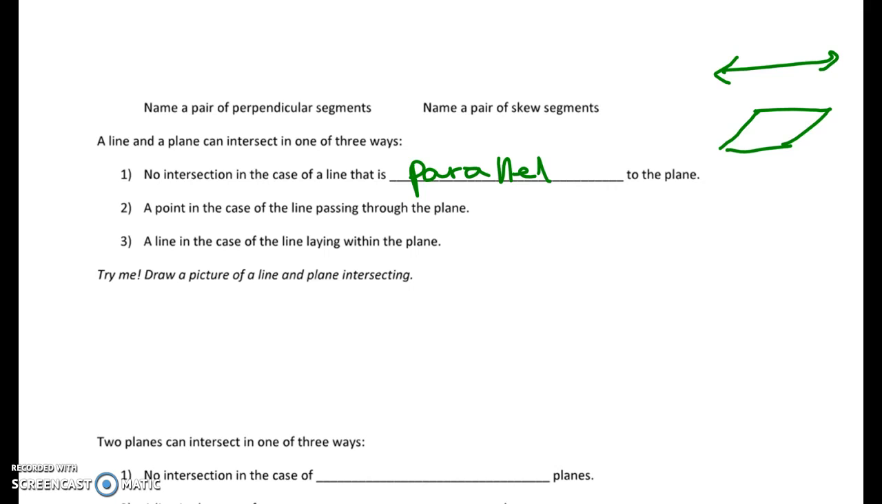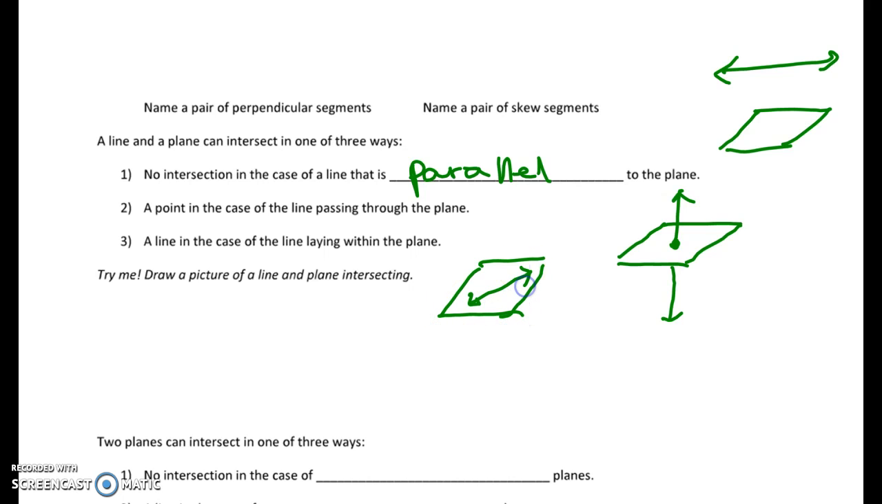Your second case is them intersecting in a point, which is when I've got a plane and then my line instead goes through my plane and intersects at one point, which is pretty sweet. And then my third case, which is the coolest one, is when the line actually lies on the plane, therefore they intersect in a line. So for example, that guy. All right, so what I want you all to do now is draw me a picture of a line and plane intersecting.